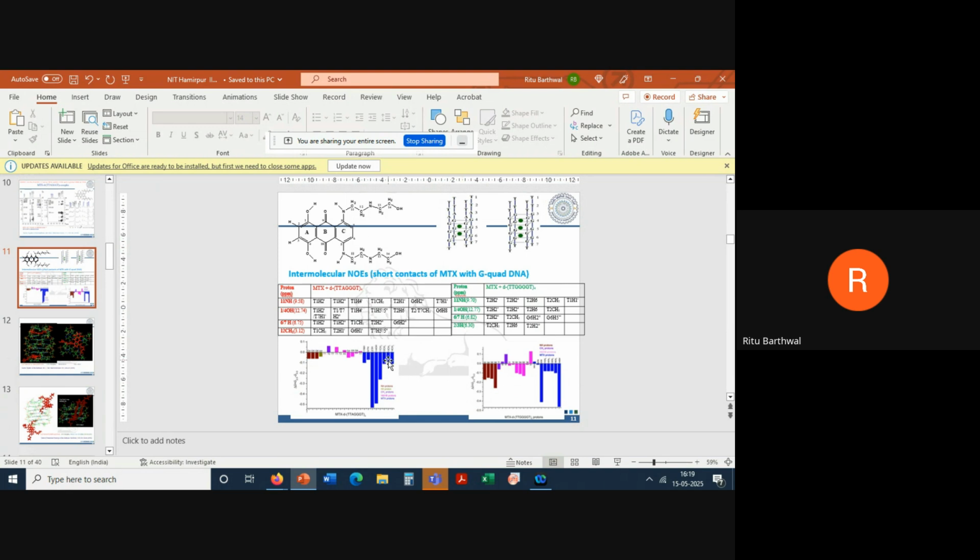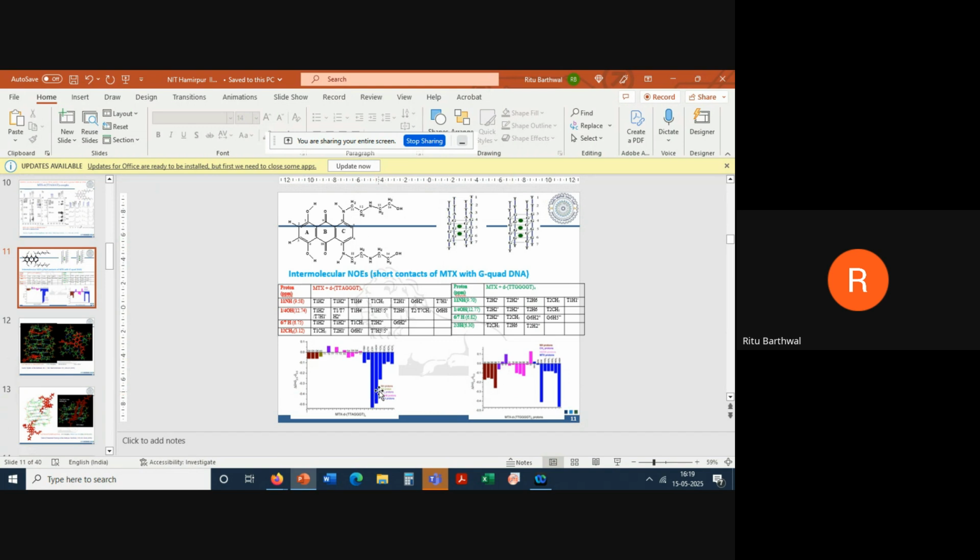All protons have been put here. The one which shifts more is the one more affected by binding. This is a shift due to the binding, the change. The shift is less here, which means the binding is less. These two are participating more. They must be near the G quadruplex DNA.